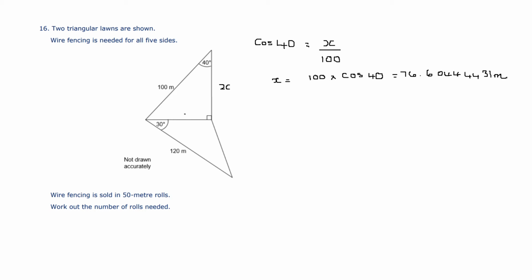Now I need to work out this side, Y. So Y is opposite 40 degrees, and I can use my hypotenuse again. So this time I'm going to use sine. So sine 40 is equal to Y over 100. So Y equals 100 times sine 40. And that's going to give me 64.27876097 metres.